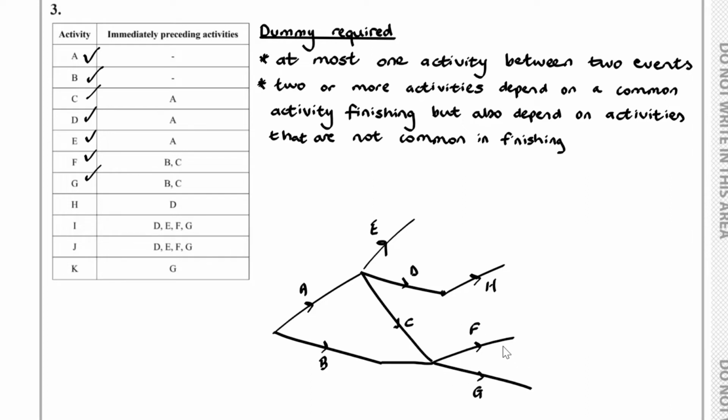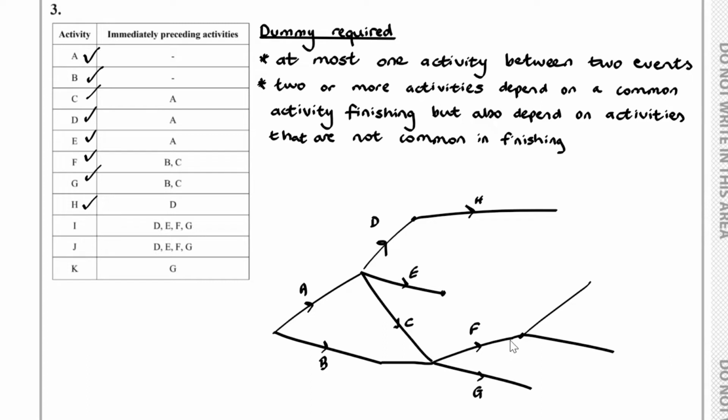And because of the way I've drawn it, it would be a good idea at this point to swap the D and the E around. So if we put D here and E here, H depends on D and I and J depend on D, E, F and G. So D, E, F and G need to be completed now.